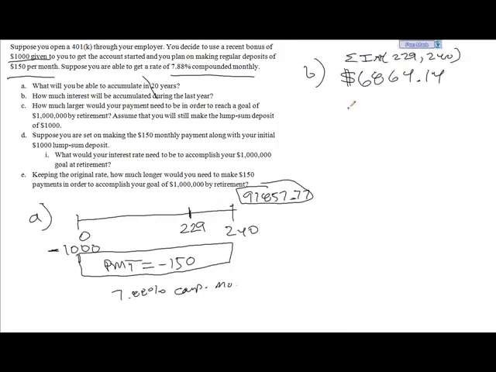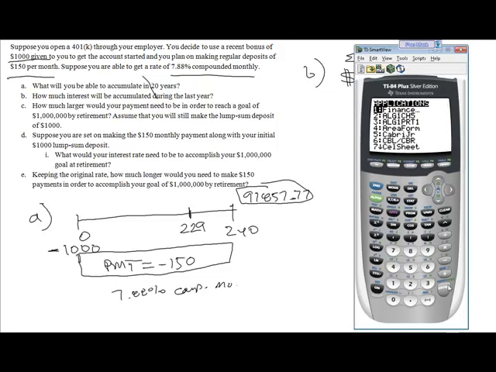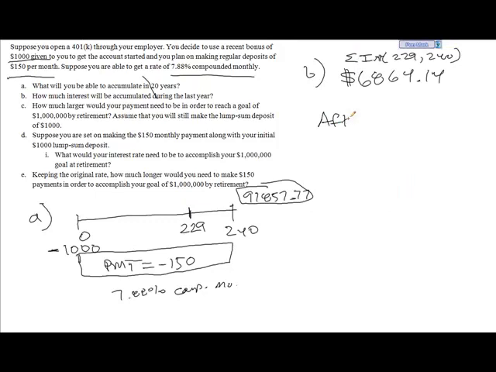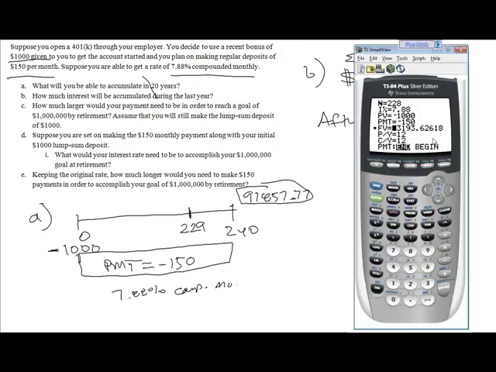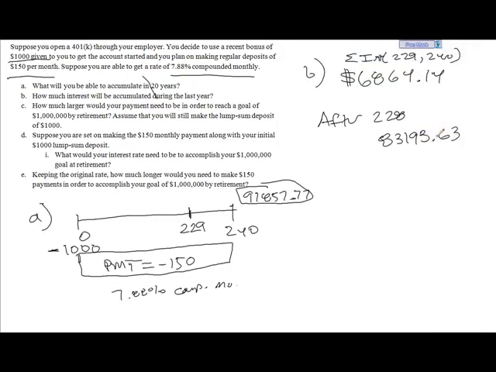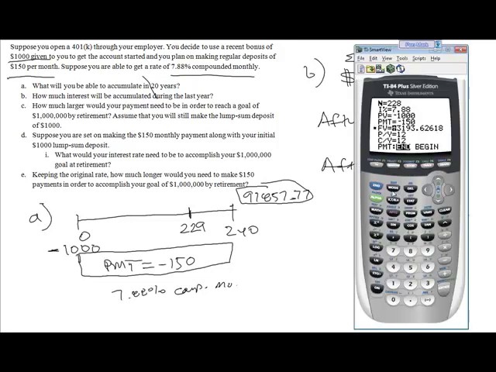And if we wanted to do this by hand, what we could figure out is, well, what's our balance after the 228 months? So after 228 months, we could figure out what our future value would be. After 228 months, or coming into the 229th, we would have a balance of $83,193.63. After 240, we know that we have a balance of $91,857.77.